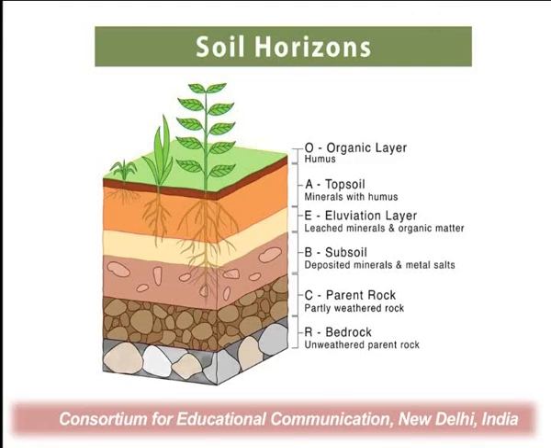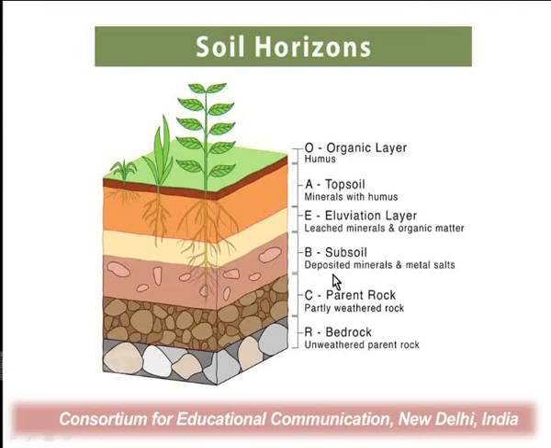Then you can see the second one is the A layer. This zone is A, which is the topsoil. It consists of minerals with humus. The third one is the eluviation layer. This is the layer which I talked of when I was discussing the eluviation process. This layer consists of leached minerals and organic matter, all of which has been leached from the top layers, from the O and the A zone. It accumulates in the E zone. So all the leached minerals and organic matter are found in this layer.